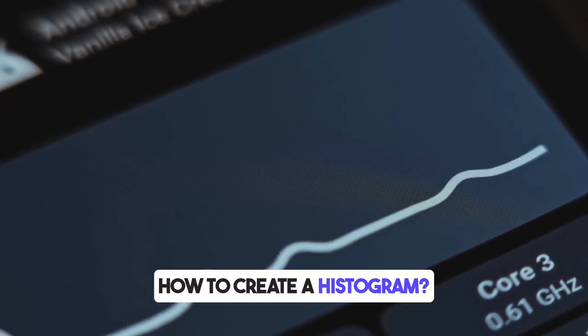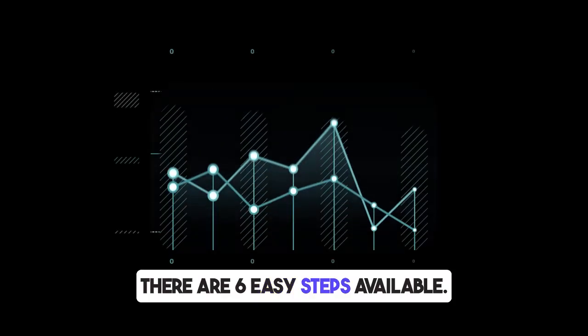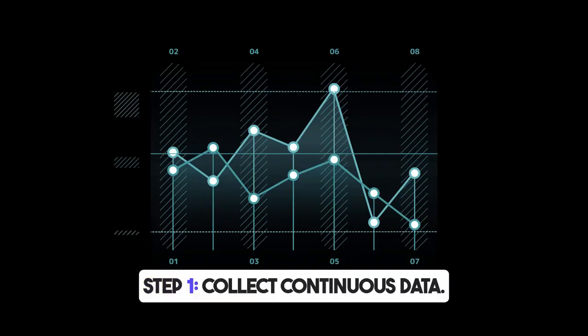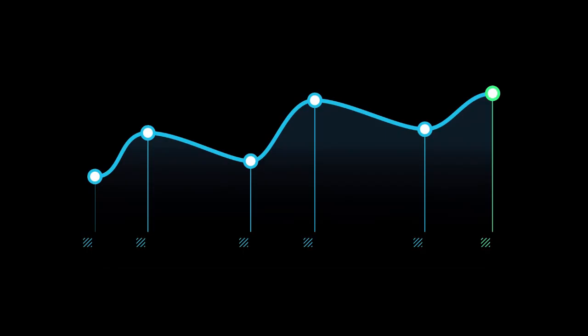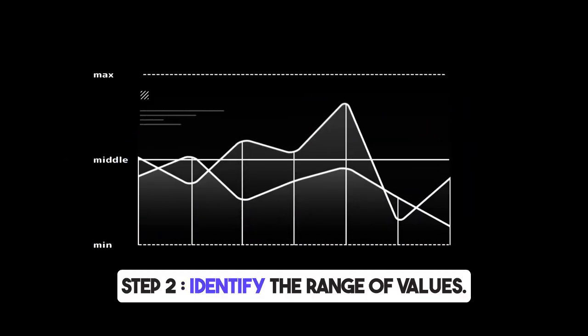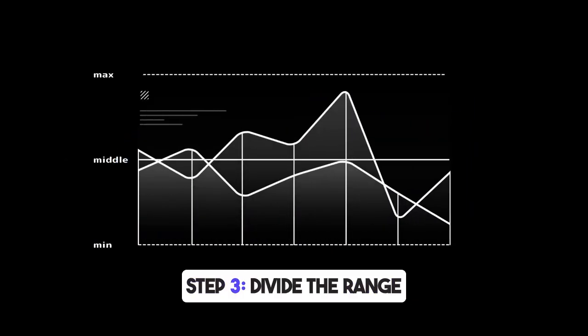How to create a histogram? There are 6 easy steps. Step 1. Collect continuous data. Use at least 30 data points for accuracy. Step 2. Identify the range of values. Step 3. Divide the range into equal width bins.